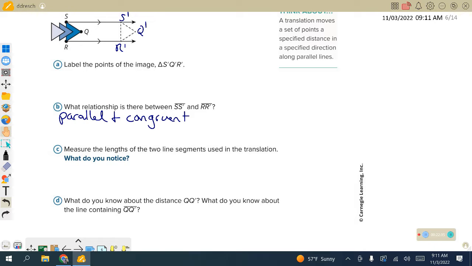Now, if we actually go through and measure all that, that's what letter C does. So we're done with that. Now, what's also going to be true about Q to Q prime? What's going to be true with Q to Q prime? Not necessarily parallel. Well, I guess we could say parallel. I should backtrack. We can definitely say parallel. Here, we're looking at the distance more specifically, but it is going to be the same thing, congruent. So whatever S did to S prime, that same thing did to R prime, and it also did the same thing from Q to Q prime.